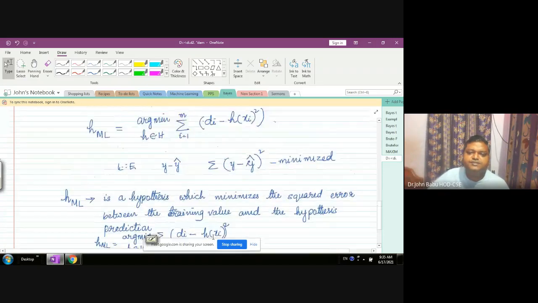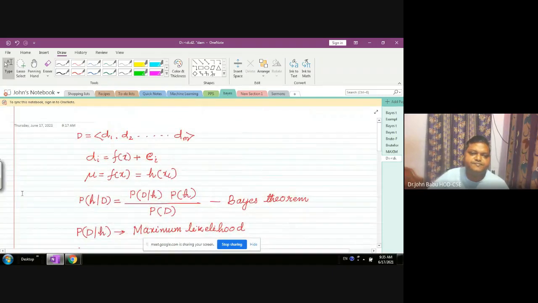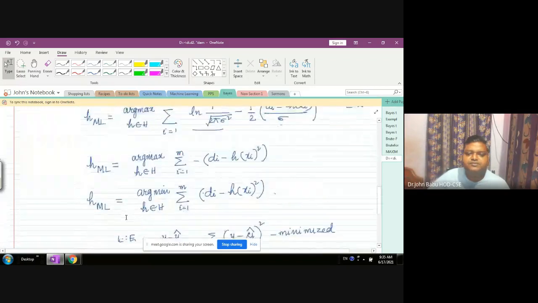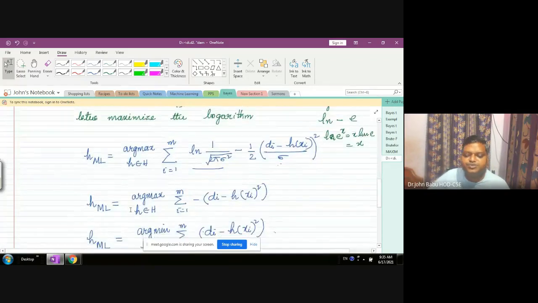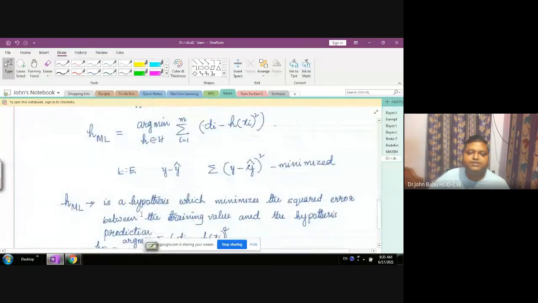And here the assumptions are important. What are the assumptions? The training values are generated by adding noise to the true target value, and it follows a normal distribution. And we have maximized the logarithm instead of the original function.